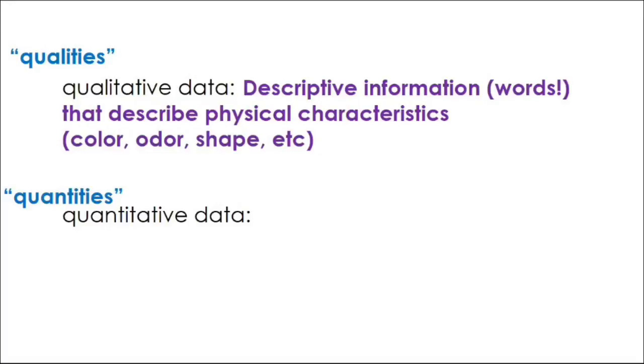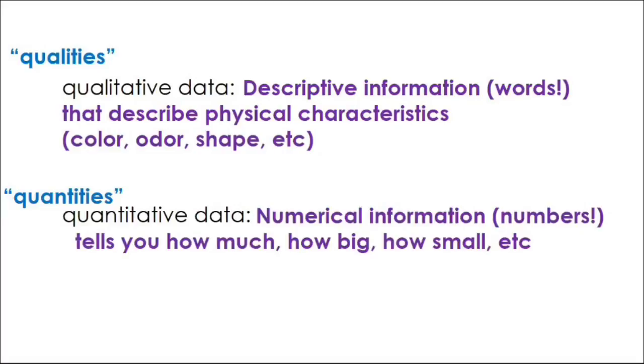So those qualities tend to be descriptive information, words that are describing some kind of physical characteristics, at least in chemistry. So things like color, odor, shape, etc. Things that you're going to write out words as your observations. Quantities, on the other hand, are numerical information, numbers, just telling you how much stuff you have, how big it is, how small it is. Now, if I just said big or small, that's back to being a quality. But if I say it is 3.3 meters or 10.2 grams, that is quantitative data.